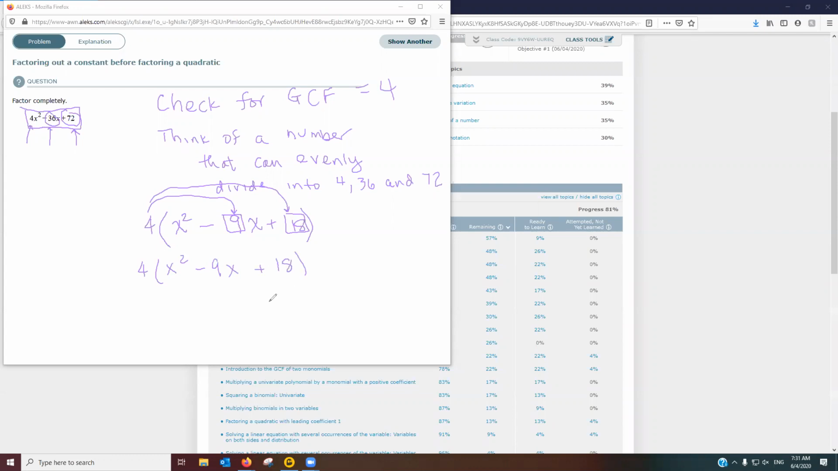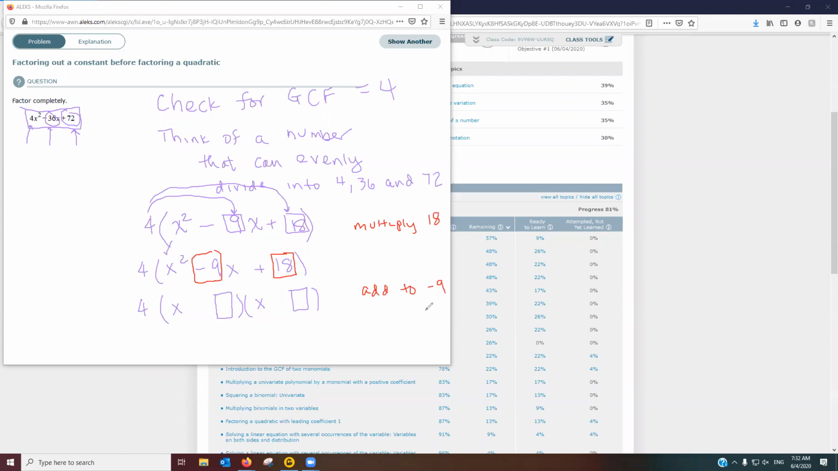All right, so let me try to figure out how to factor what's inside the parentheses. Okay, so I know I'm going to need an x and an x in front to get me back to this x squared when I multiply. All right, now I need two numbers in these boxes. These two numbers have to multiply to get me 18, but then add to negative 9. Let me write that over here. So the numbers have to multiply to 18, but add to negative 9.